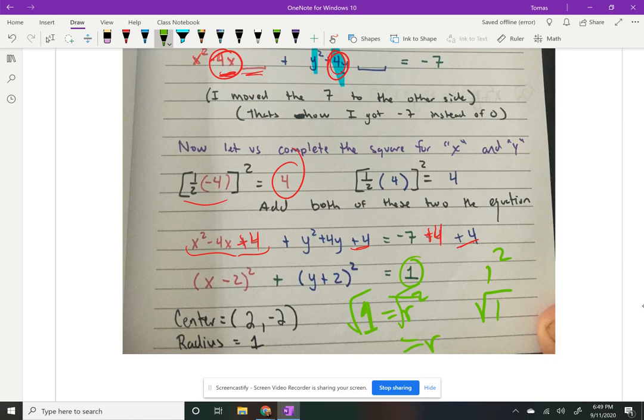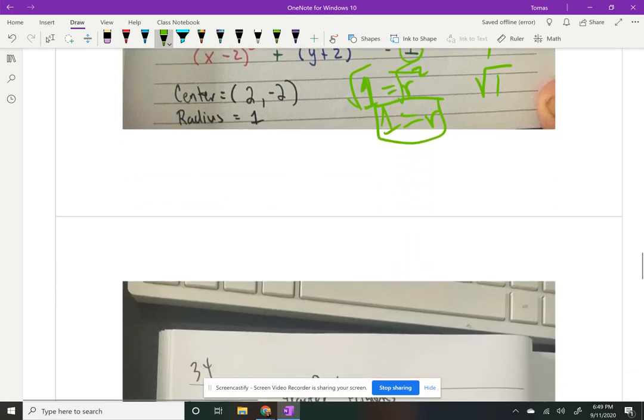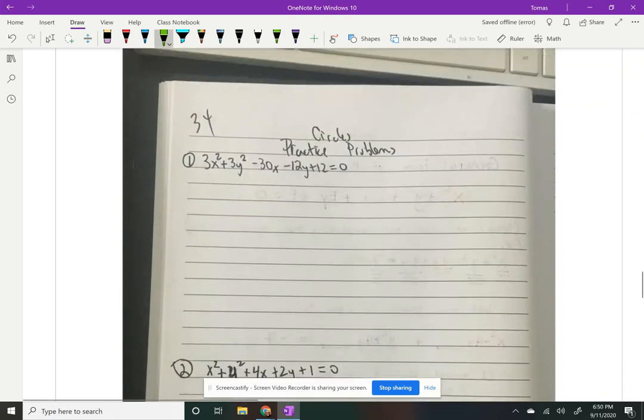And what's the square root of 1? Well, what two numbers give us 1? Well, 1. So here, it stays the same. It's one of those special numbers. 1 is kind of cool like that. So let's move on to another problem so we can see this out.